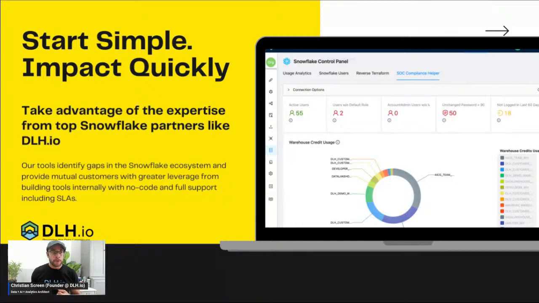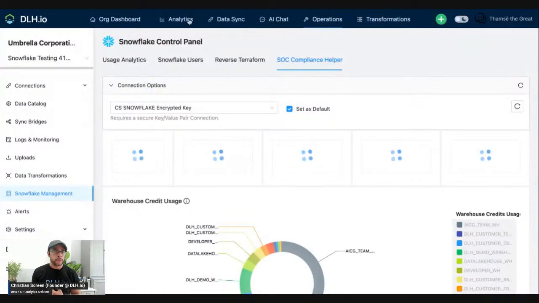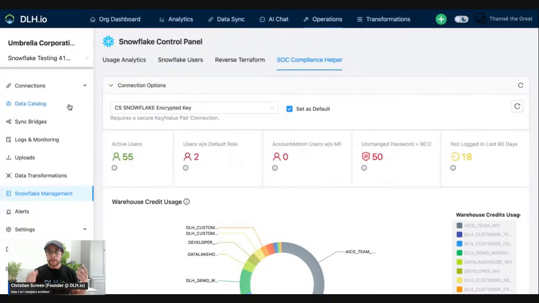So let me just quickly jump over to a high-level demo related to this panel here, what we call the Snowflake Control Panel. So if I can just change my presentation scope here, that will allow me to render out really quickly this idea of the Snowflake Control Panel inside of DLH.io. So this is the DLH.io interface. Some people obviously already know all about it. If you're a current customer, thanks for joining.